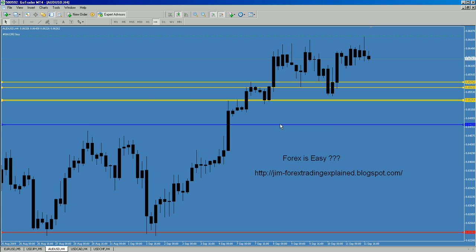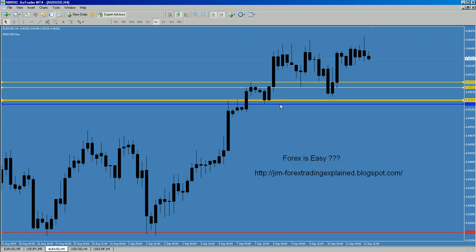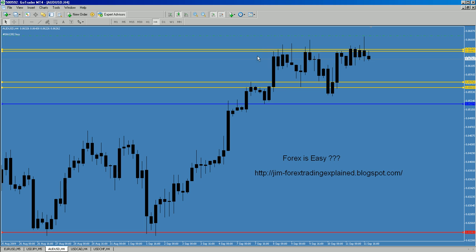I'll just move my blue line up to that low there. That's where I placed my initial sell order. The initial order was at 0.8517, which is this level here. Market kept on heading up. New high there. Another new high. New high.